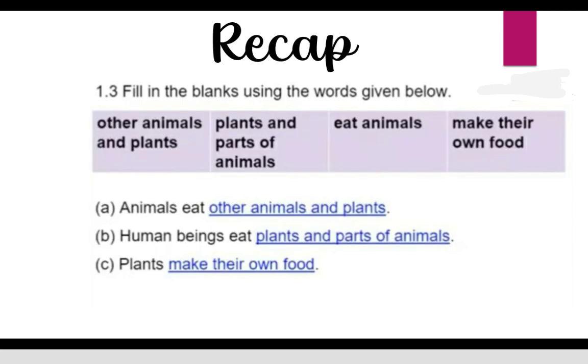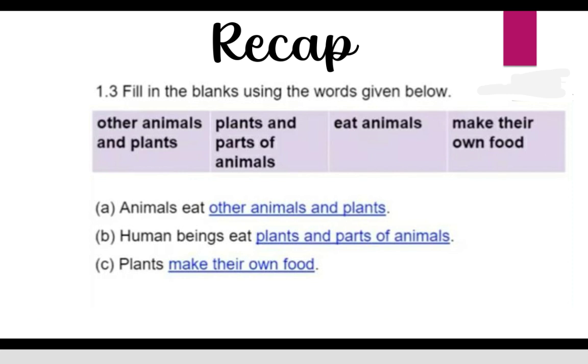Now let's do a quick recap of what we have learned in our earlier classes. Fill in the blanks using the words given below: other animals and plants, plants and parts of animals, eat animals, make their own food. Animals eat plants and other animals because animals are of three types: omnivores, carnivores and herbivores. But animals are dependent on plants and some animals.